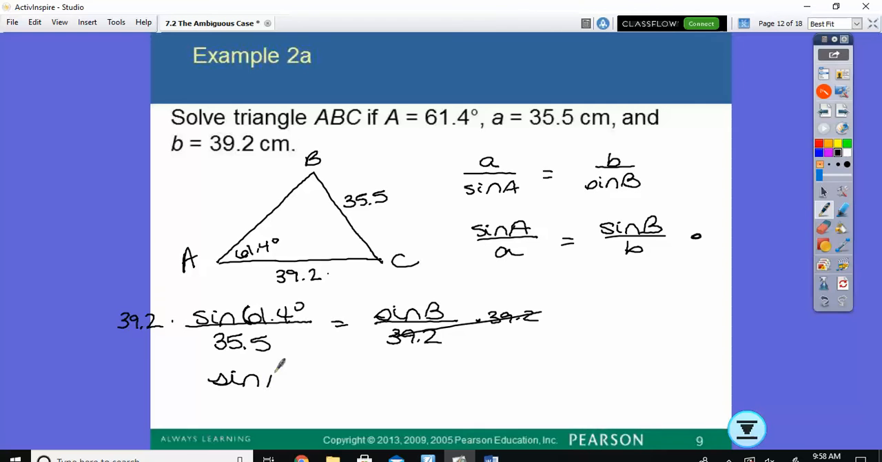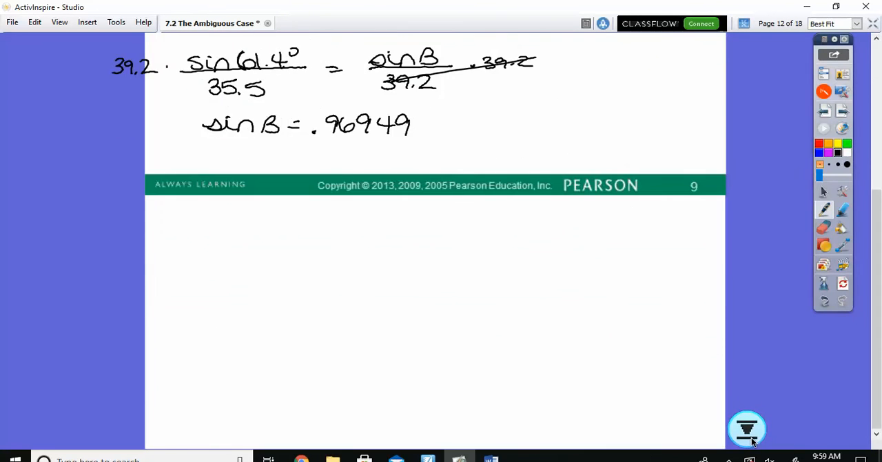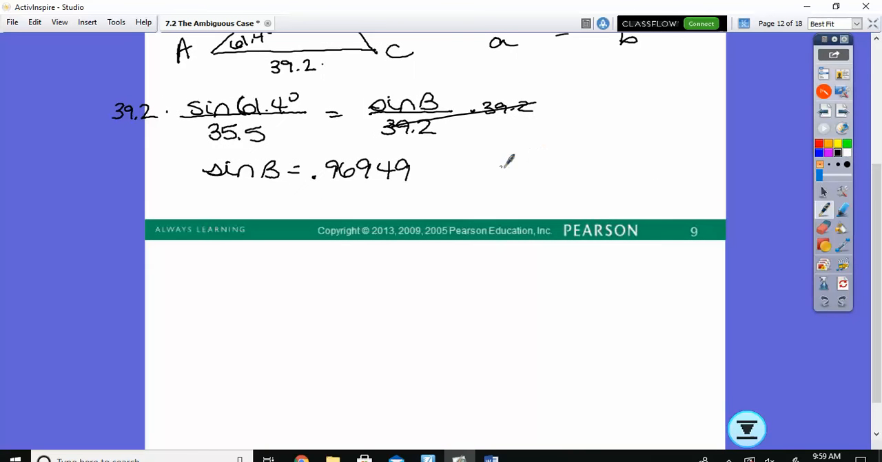So we get the sine of B equals 0.96949. First of all, is that possible? Can sine equal 0.9? Yes. Sine can be anything between positive 1 and negative 1. Okay, here's why we might get multiple answers.